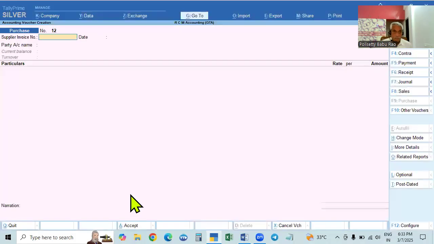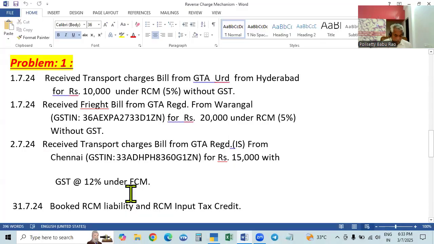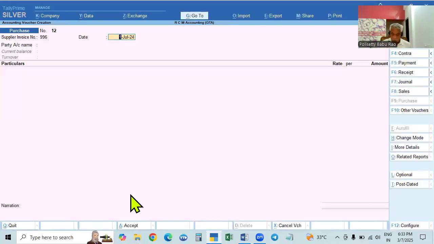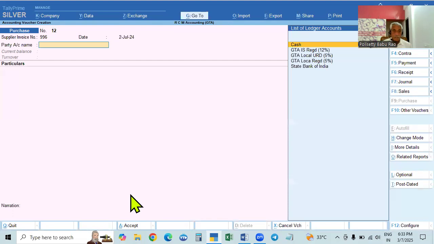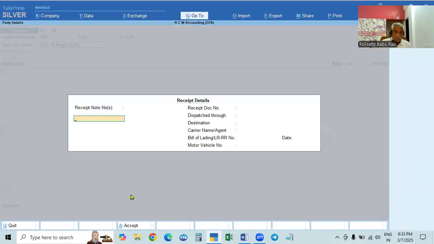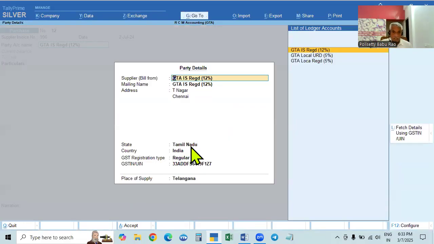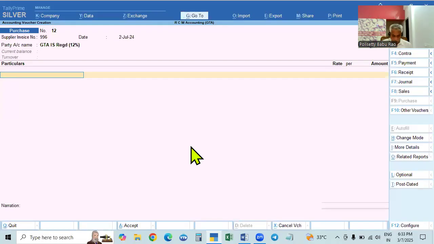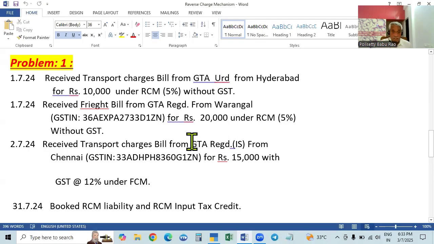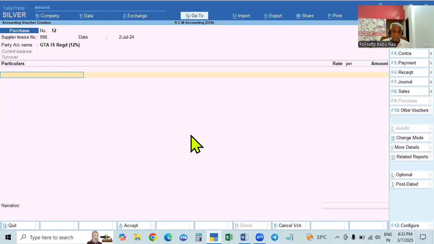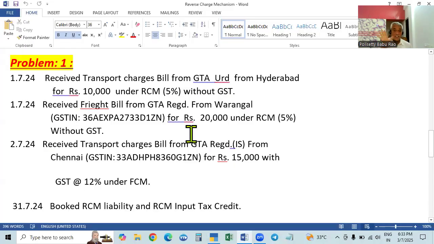So now we'll take up. The date is 2nd July. We'll take up 2nd July. Here also 2nd July. And the name is the registered GTA, interstate, highest registered 12% here. Accept the person. See, all the details are given. Tamil Nadu. And then here RCM is not applicable. So here the charges are not freight charges RCM. The same freight only, without RCM.